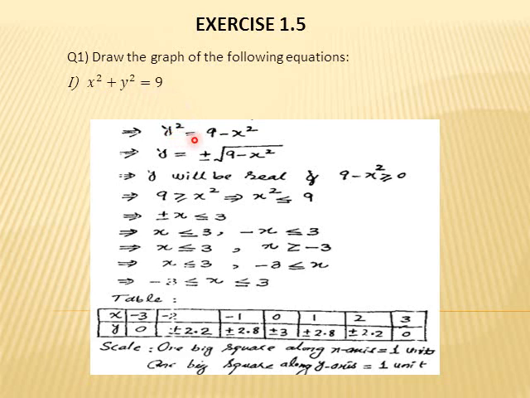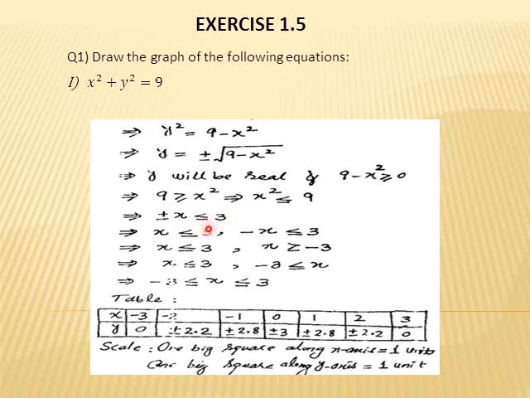So, y square is equal to 9 minus x square. Y is the same, I'm just taking plus minus root 9 minus x square. So if y will be real, it should be greater than or equal to 0. So 9 minus x square, I'm just shifting from here to there. So 9 is greater than or equal to x square, and x square is less than or equal to 9.